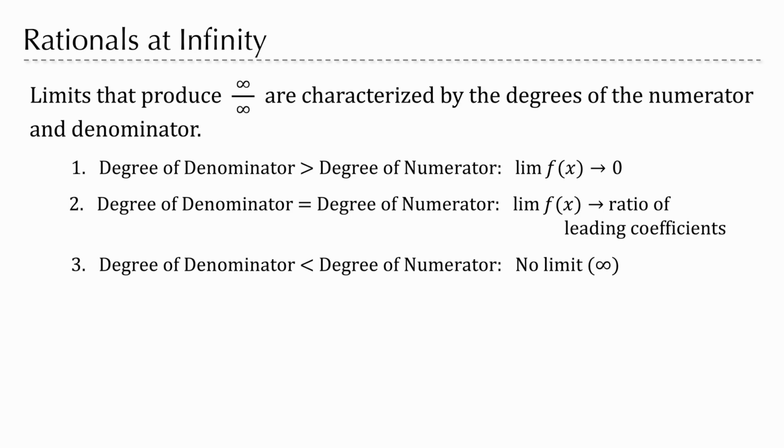Now, the last scenario is when the degree of the bottom is actually smaller than the degree of the top. When this happens, there is no limit. It is going to be d and e. Now, we still want to, as always, try and describe it. So what you want to do here is simplify it, and when you do that, it should end up looking like a polynomial. And we can do what we just did on our previous examples and look at the leading term, think about what the shape of the graph is, and answer either positive or negative infinity.